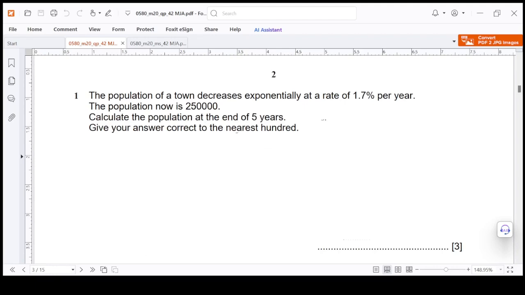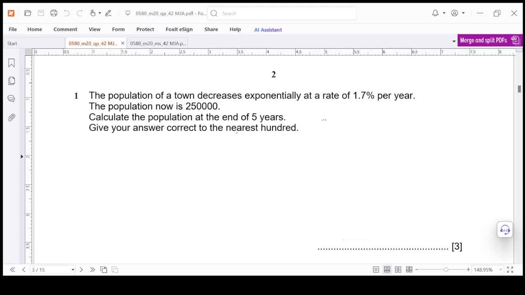Let's look at the first question, which says the population of a town decreases exponentially at a rate of 1.7% per year. The population now is 250,000. Calculate the population at the end of 5 years. Give your answer correct to the nearest 100.